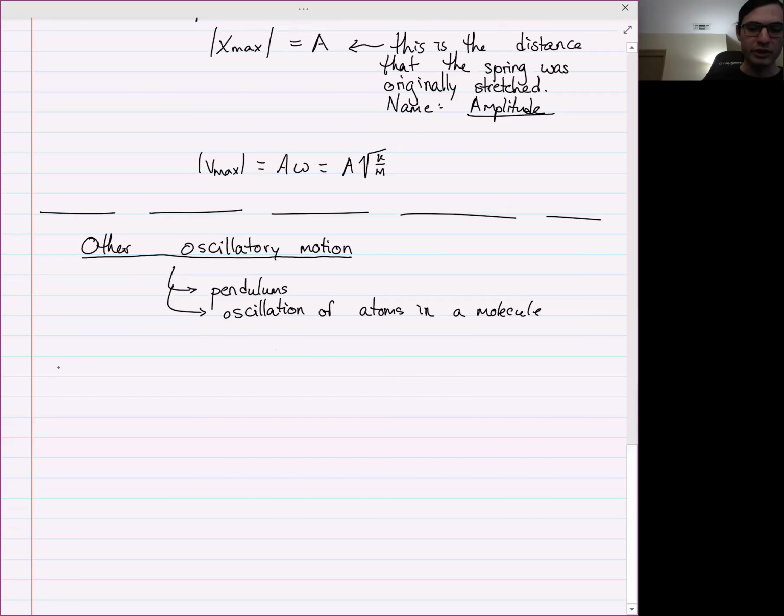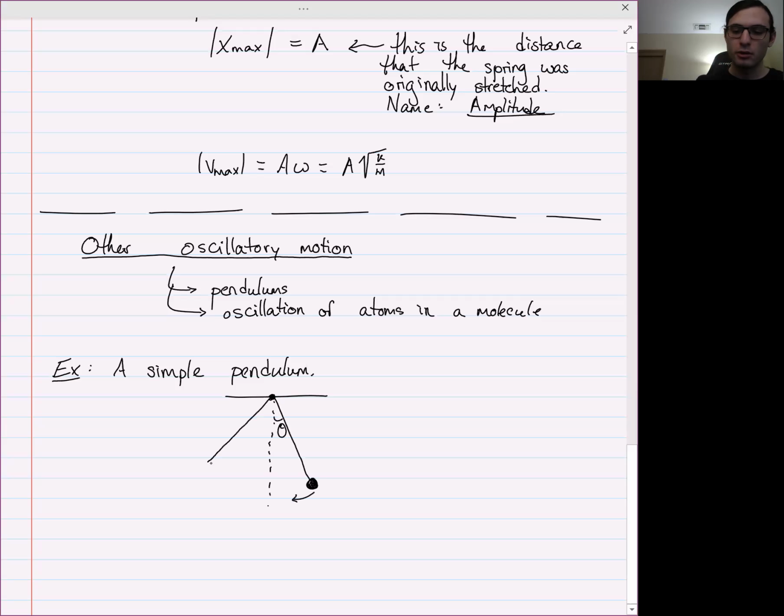So let's work out a relatively straightforward example, which is a simple pendulum. A simple pendulum is just a massless string connected to a massive point mass that hangs and swings back and forth. So we have our ceiling up here. We have our point mass attached to a massless string. And maybe it's traveling this way, and then it swings up to some maximum height.